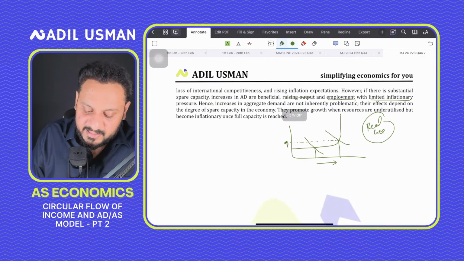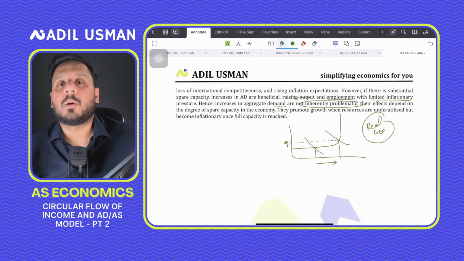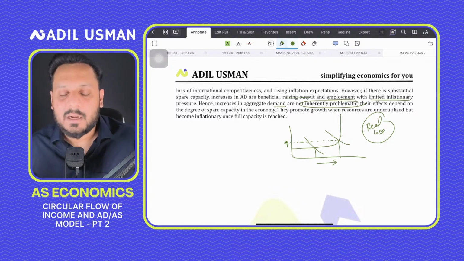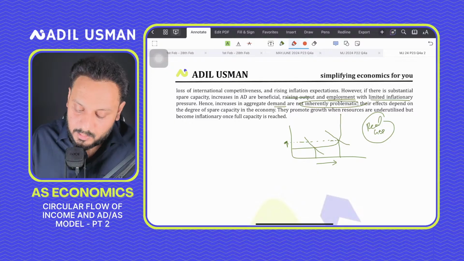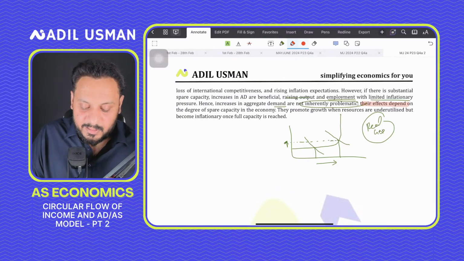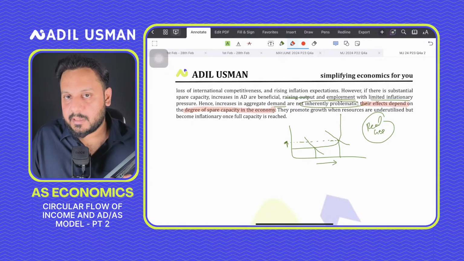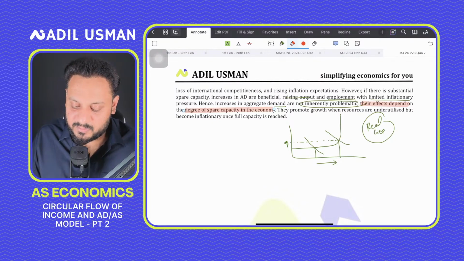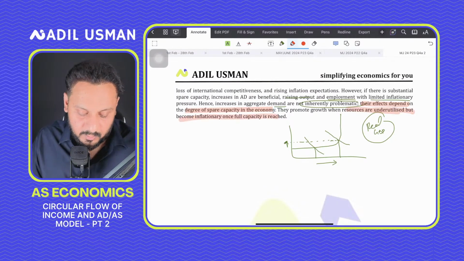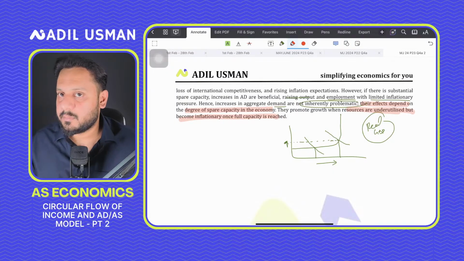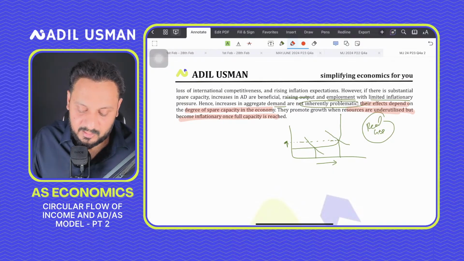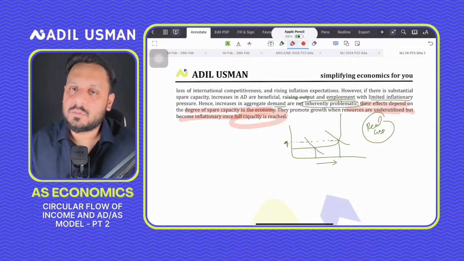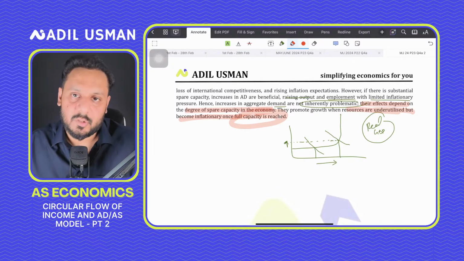Hence, increases in aggregate demand are not inherently problematic. वो inherently problematic नहीं है, उनके effect depend करते हैं on the degree of spare capacity in the economy. And sometimes a rise in AD can actually promote economic growth, खास तौर पे जब resources बहुत ही underutilized हो रहे हों. But a rise in AD will become inflationary once full capacity is reached. This was the answer. This is how you had to evaluate. This is what the evaluation had to be. ठीक है?